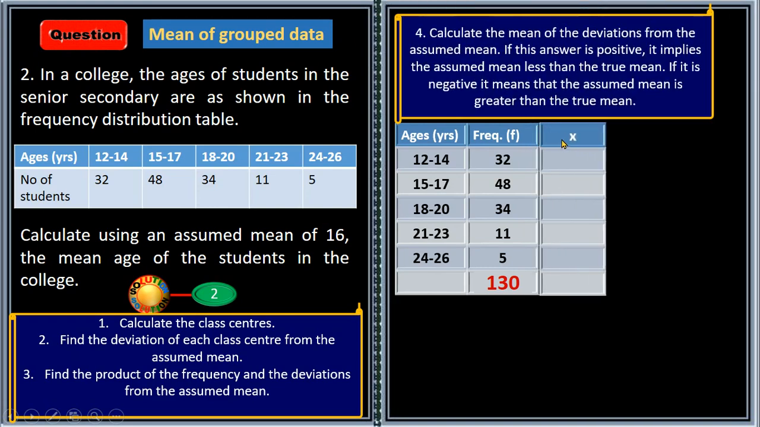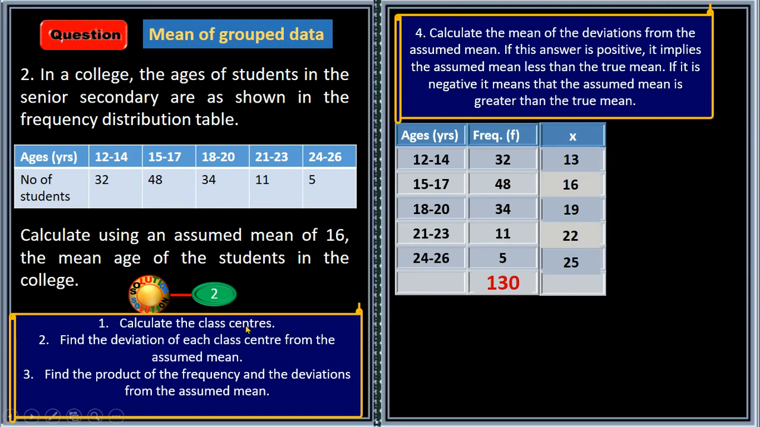The class center, like I've explained in the previous video, is adding the two numbers here and dividing by 2. 12 plus 14 is 26, divided by 2 is 13. If you do the same thing here, 15 plus this is 32, divided by 2 will give us 16. The difference between 13 and 16 is 3. So therefore, the class size is 3. If I add 3 here, I get 16. If I add 3 to this place, I have 19. Adding 3 to 19, I have 22. Add 3 to 22, that will give me 25. So now we have the class centers.